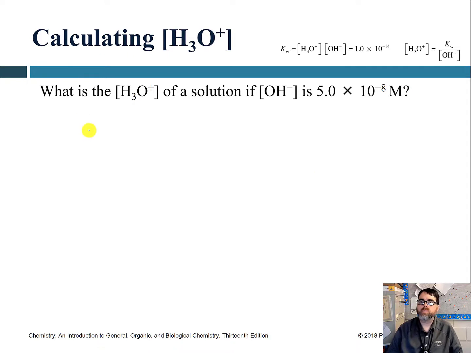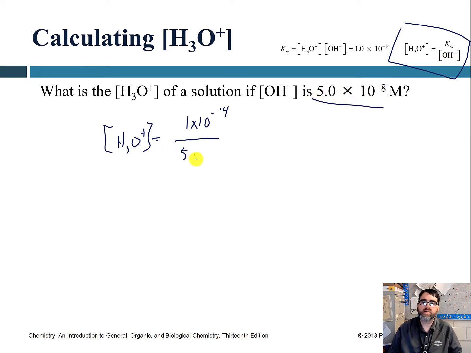One final practice from this. Since I've shown twice how to rearrange this one, I'm just going to start with the already rearranged one to save us a little bit of time. If we want to know the concentration of H3O plus, it is equal to 1 times 10 to the negative 14th divided by the concentration of OH minus, which in this case is 5 times 10 to the negative 8th. And then we plug it into a calculator. And I get 2 times 10 to the negative 7th molar. That's a negative 7 in the superscript there.